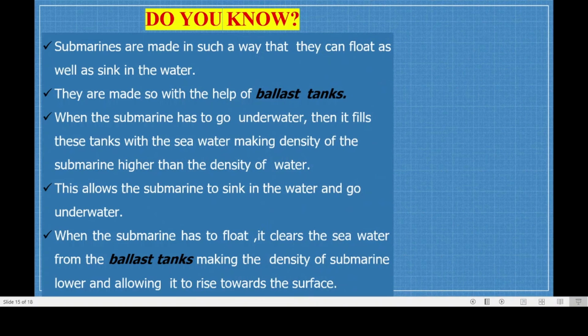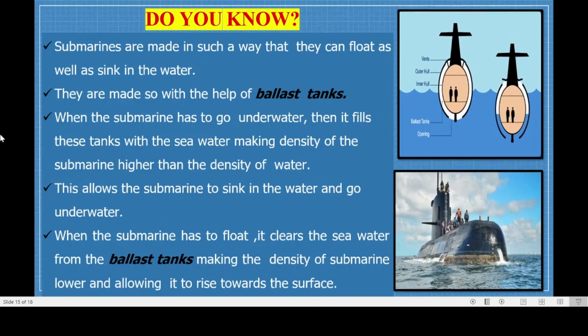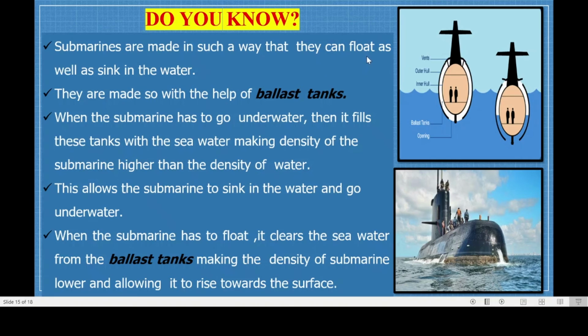Do you know, submarines are made in such a way that they can float as well as sink in the water. They are made so with the help of ballast tanks. This one is the ballast tanks. When the submarine has to go underwater, it fills these tanks with sea water, making the density of the submarine higher than the density of water.